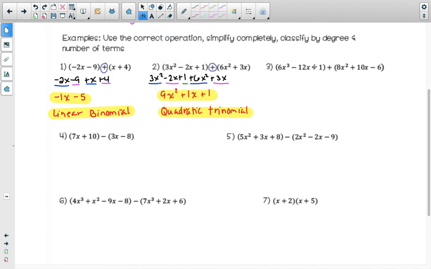On the next problem, we again look to see what operation is happening in between the parentheses. We have a plus sign. That means we're adding them. We're not multiplying. So we're going to rewrite this without the parentheses. We have a positive in front of our parentheses, so everything inside stays the same. So we have a 6x cubed minus 12x plus 1. We have a positive in front of our second set, which means everything stays the same. We have a positive 8x squared, a positive 10x, and a negative 6.